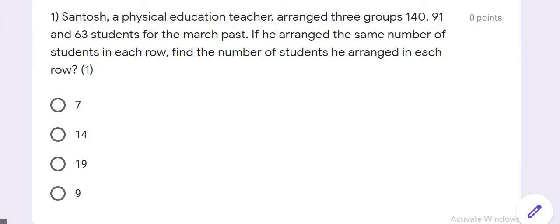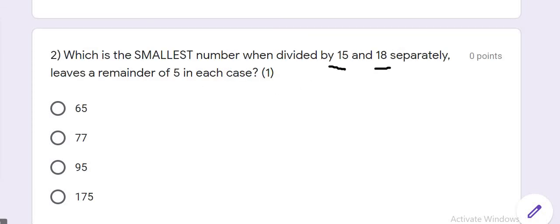Bonus question 1. Santosh, a teacher, arranged 3 groups of 140, 91 and 63 students for a march past. If he arranged the same number of students in each row, find the number of students he arranged in each row. Now, we have to find a number which divides 140, 91 and 63 and leaves remainder 5 in each case. In such type of question, direct multiplication or division is helpful.